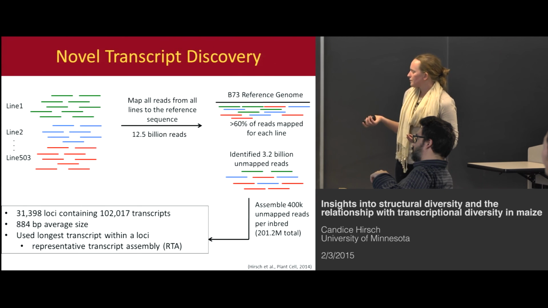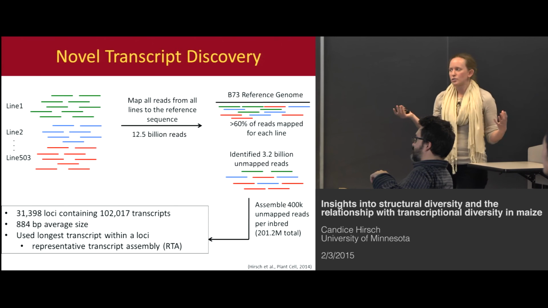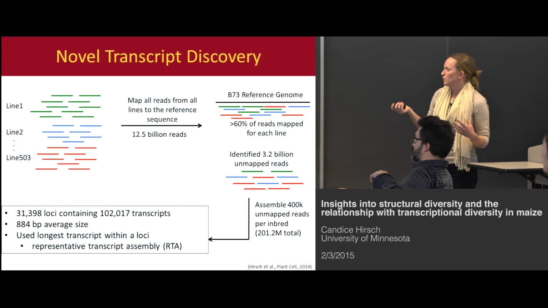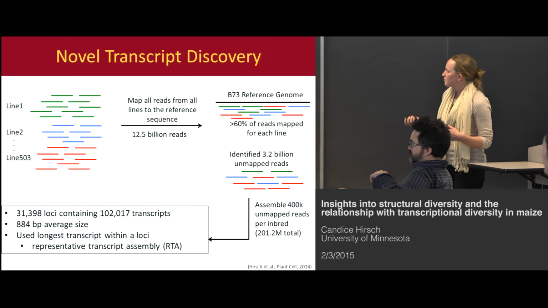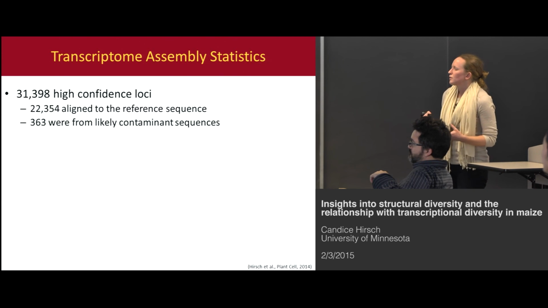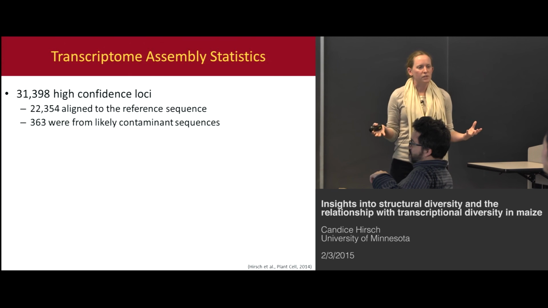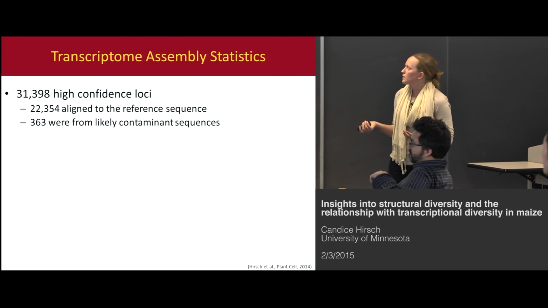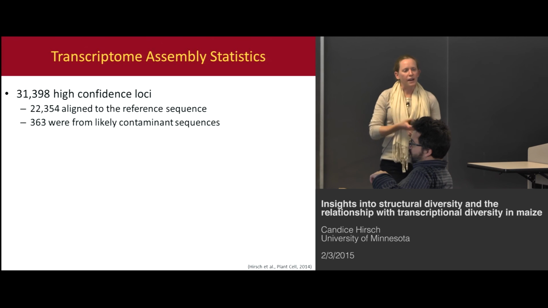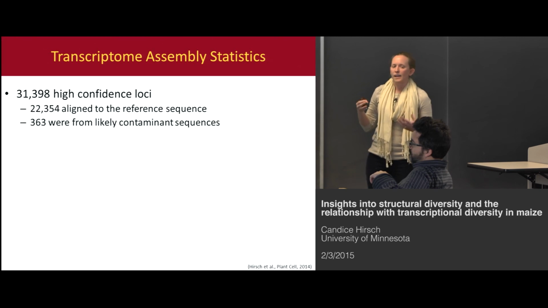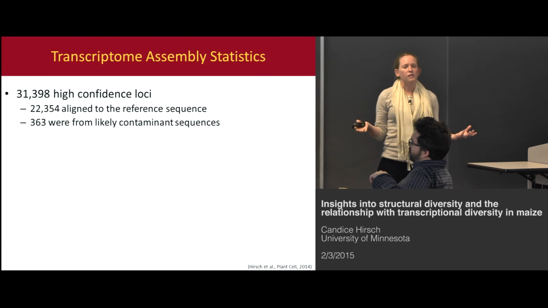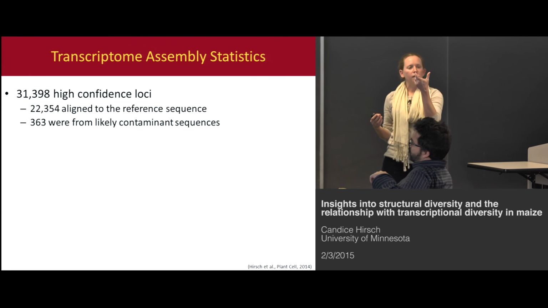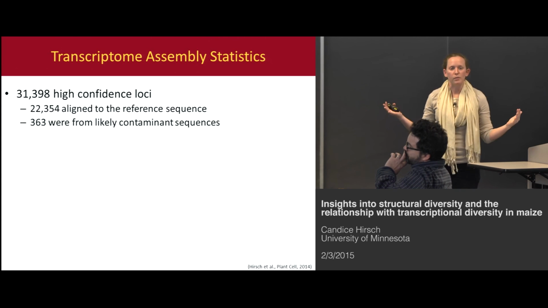For the rest of the talk, I'll be referring to the RTA, which is the representative transcript assembly, defined as the longest transcript within each of these loci, so that we'll only be working with the smaller number. So 31,000 seemed like a massive number to us, probably too high. So we aligned these transcripts back to the reference. At the read level, when we only had 100 base pair reads, we couldn't find a unique position, but once we have a transcript, can we find it?